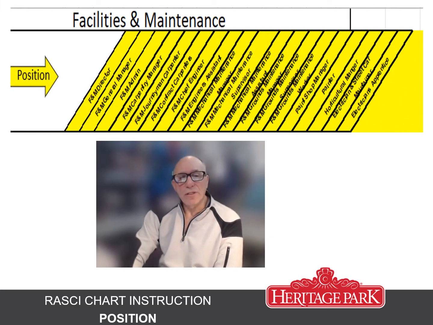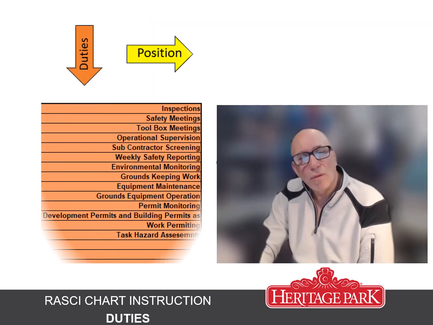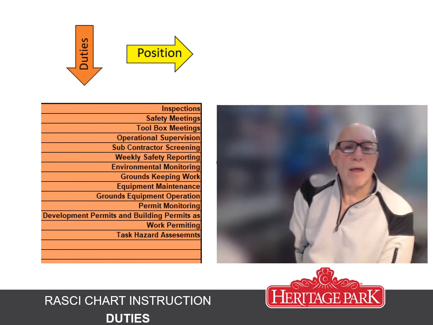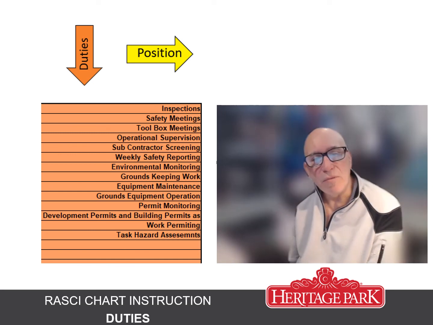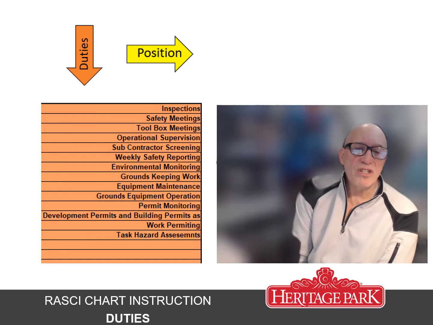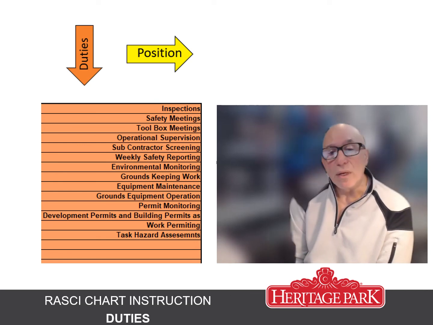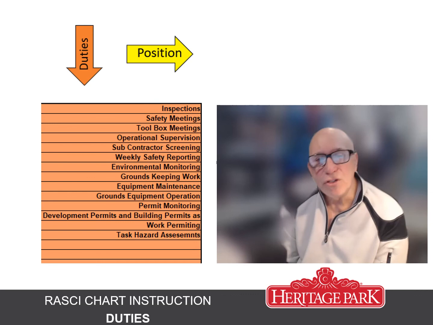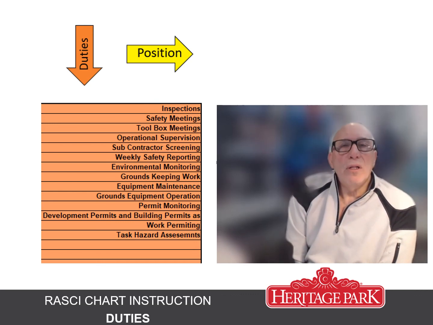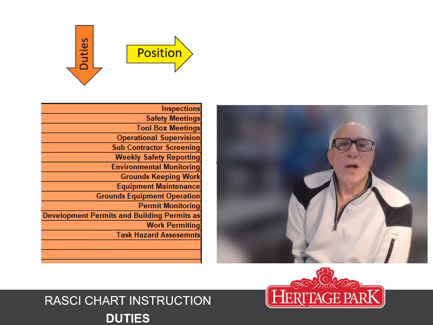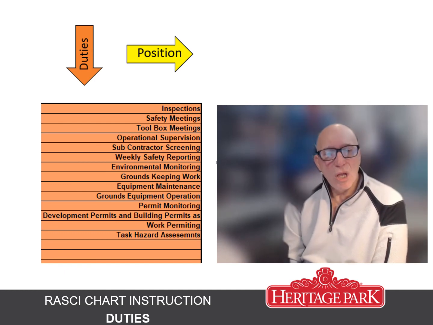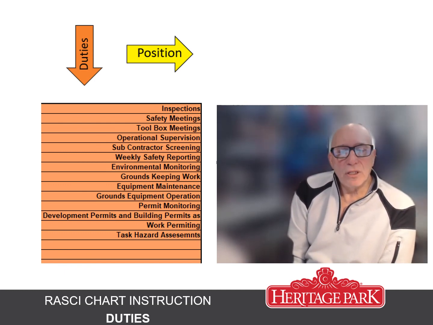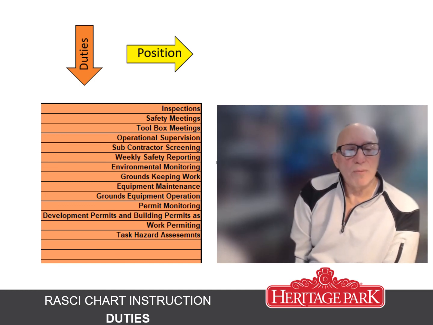So across the top again are the positions, taken right off the org chart. Then on the left column, we have the duties. And I've put in some examples here: inspections, safety meetings, toolbox meetings, operational supervision, subcontractor screening, weekly safety reporting. These are all duties that the positions along the top of the org chart are expected or required to do according to their position.